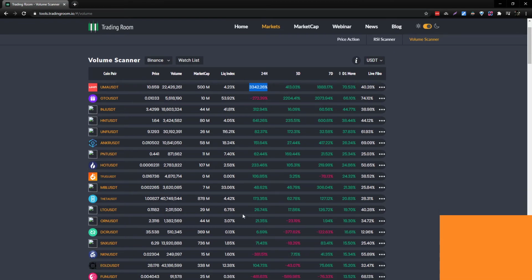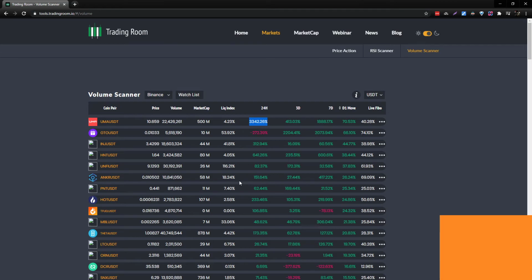How do you trade without any scanner and everything else? TradingRoom.io, I'm not sponsored to say this, I'm just helping you guys.